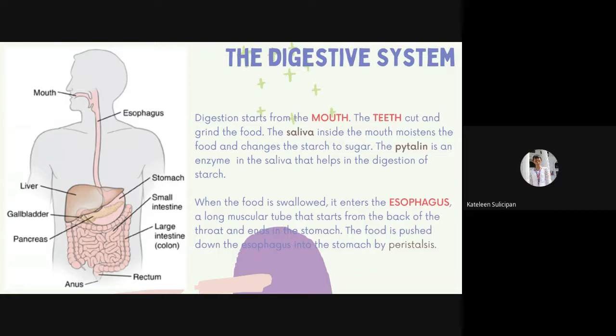and the saliva inside the mouth moistens the food and changes the starch to sugar. The ptyalin is an enzyme in the saliva that helps in the digestion of starch. So, 'di ba kung kakain tayo ng food, for example, yung kanin, yung rice, 'di ba siyempre isusubo natin sa mouth natin. So, dun nagsa-start yung digestion.